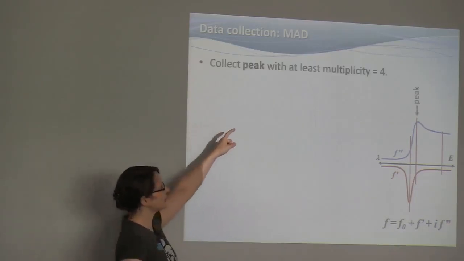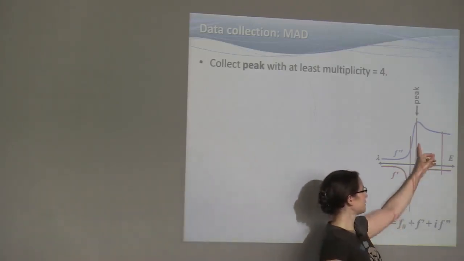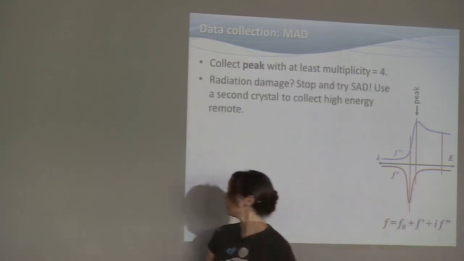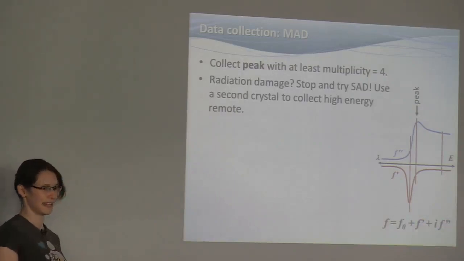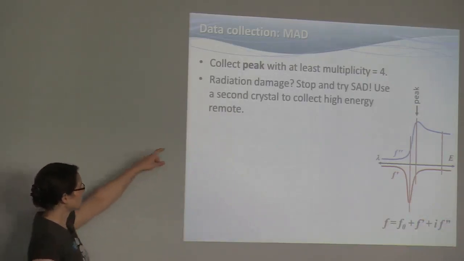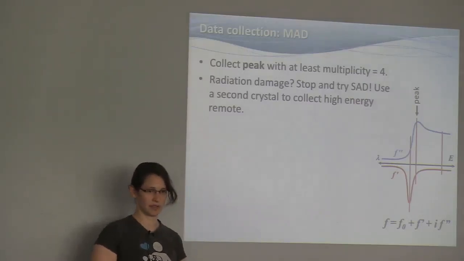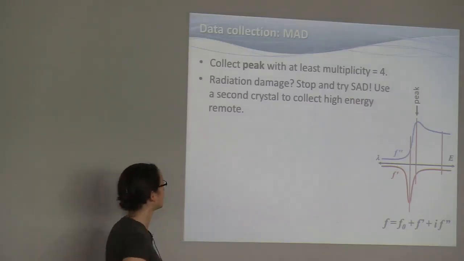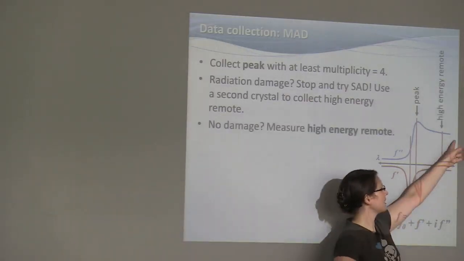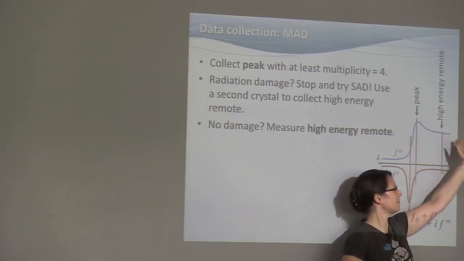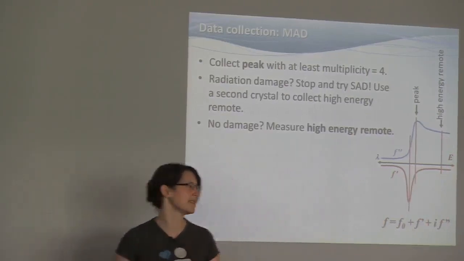Collect a peak with at least multiplicity equals 4. Peak is here, where F double prime is maximal. Then you have radiation damage? Stop. Try SAD. Use a second crystal to collect the high energy remote, if you have a second crystal; otherwise you have to make do with SAD. The high energy remote is here, where F double prime does not have much slope, and F prime is back to what it was before you reached the absorption edge.